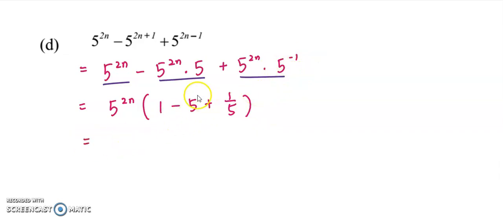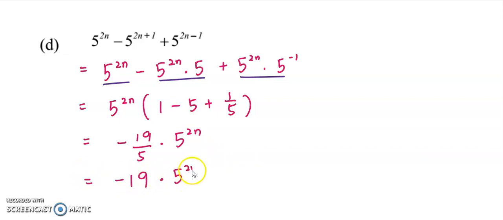Then you can simplify what is inside the bracket. So once you simplify, you get negative 19 over 5, alright, multiply by 5 power of 2n. You can leave this as your final answer, or you may simplify further to get a negative 19 multiply by 5 power of 2n, and the 5, this is 1 over 5. You can combine with this 5 power of 2n become 5 power of 2n minus 1. It's up to you. And this is also good enough to leave as your final answer.